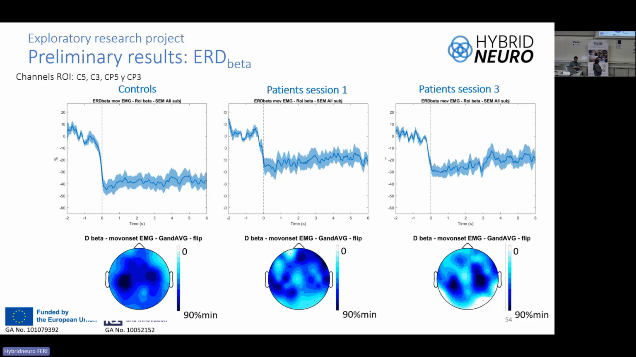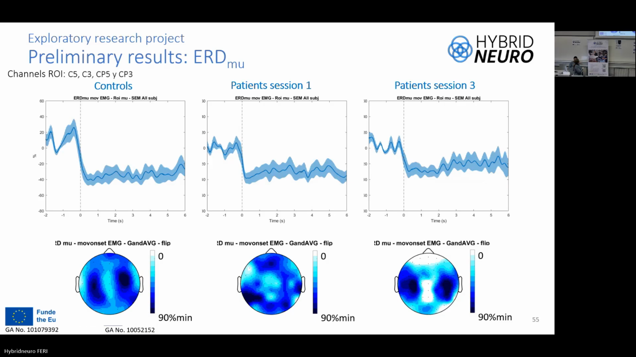But then for patients, especially in session 1, these potentials are very spread all around the skull. But after session number 3, we can see a similarity between these two. And just with this number of patients, which is more or less 6, we can get almost significance in these differences. But we are continuing working on that. The same happens in the mu band, which is actually better in this band than in the beta band. Again, the amplitudes are more or less similar to the control subjects.